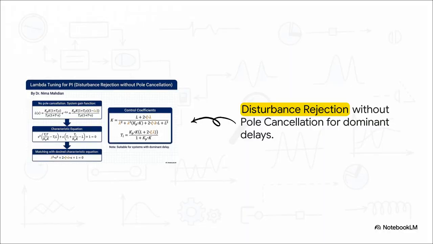So, what are we supposed to do if we do have a dominant delay? Well, Dr. Madian provides a really robust mathematical alternative, disturbance rejection without pole cancellation. Notice that we don't actually cancel the pole here. Instead, we generate a more complex characteristic equation and match it term by term with a desired ideal characteristic equation. And that yields completely new control coefficients perfectly suited for those tricky dominant delay systems.